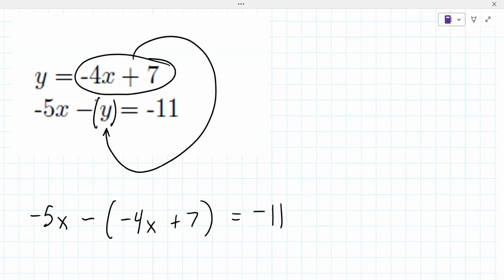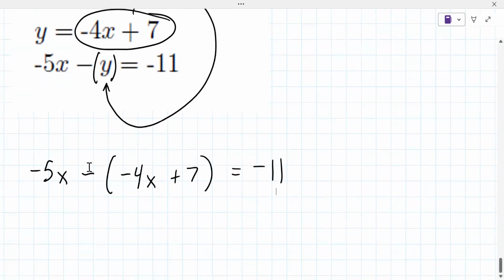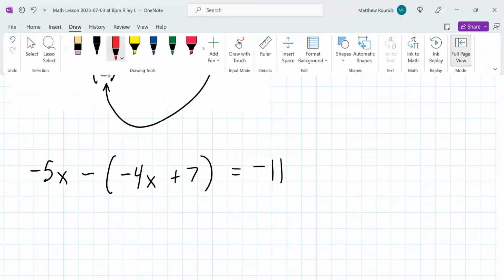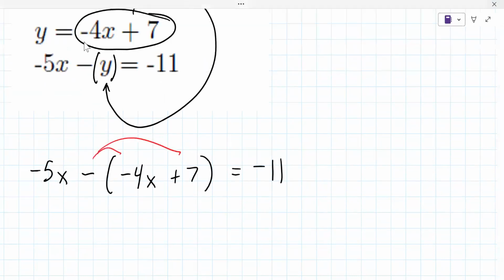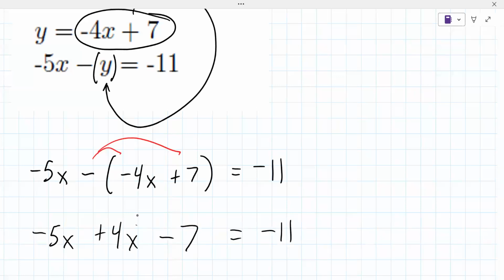So it's different. The reason we didn't have parentheses before is because it was plus. If you remember, plus is fine, but when there's a minus on the outside, you do need the parentheses. And then you just do it. Would you just do it the same way where you would combine 5 and 4? You have to distribute the negative first. The parentheses is just to separate those two negatives from being together. So this becomes minus 5x plus 4x minus 7 equals negative 11.